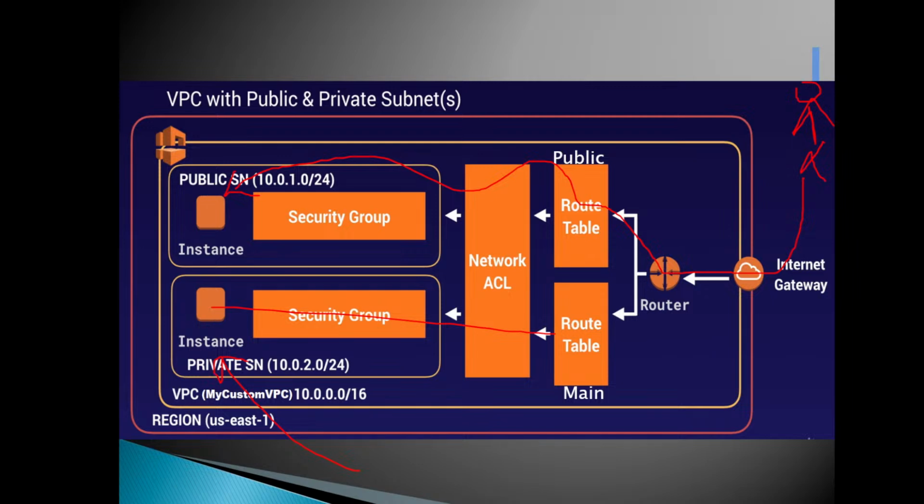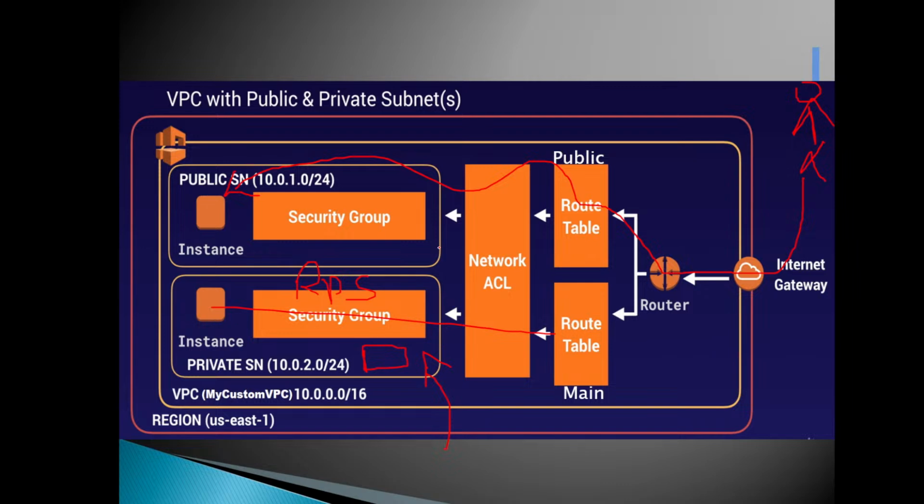Now, assume that this is a database. I need to connect to this database, right? How can I push data into this database? Assume that it's an RDS machine. So I need to push the data, right? So how is it done?